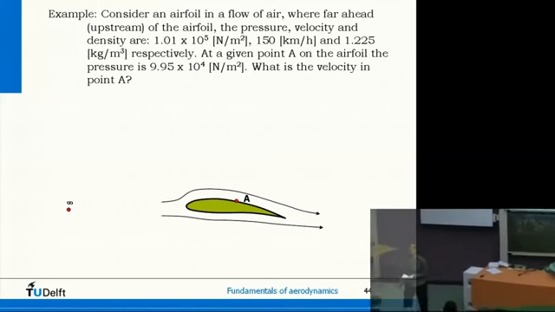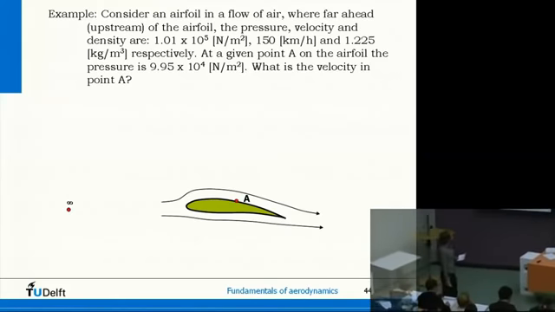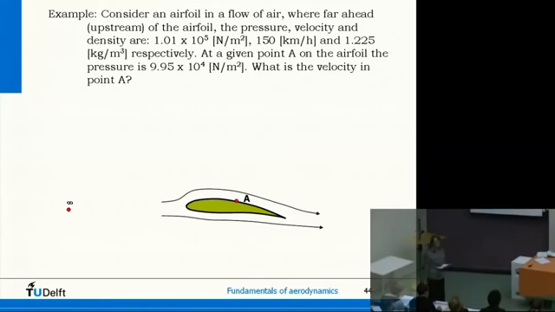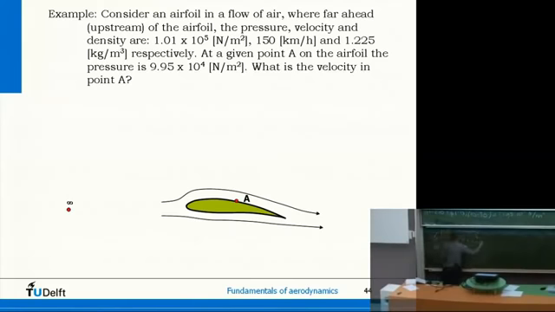Only question is rho. What do we do with this rho? Constant, yes. And it's given at free stream, right? So we take the rho infinity. So we assume constant. Then it becomes simple. 2 times P infinity minus the pressure at point A.